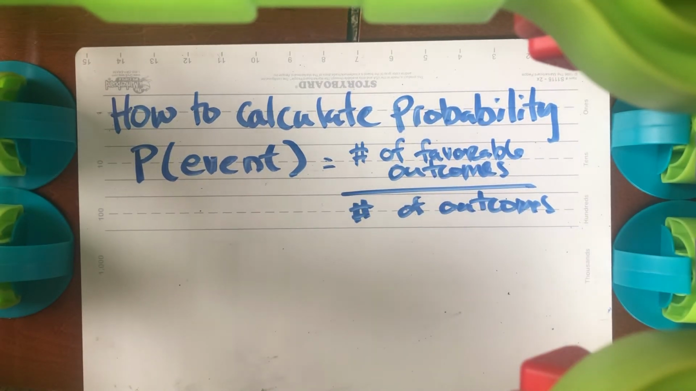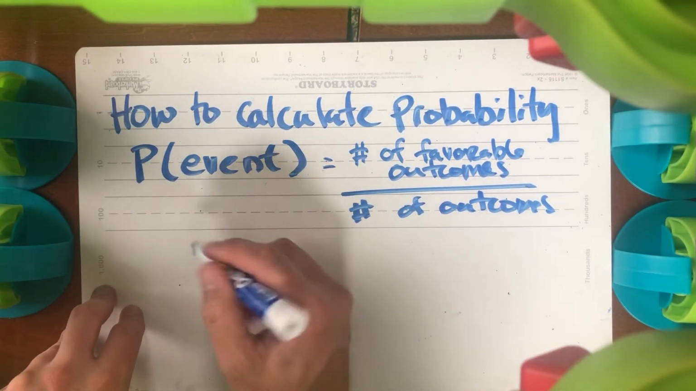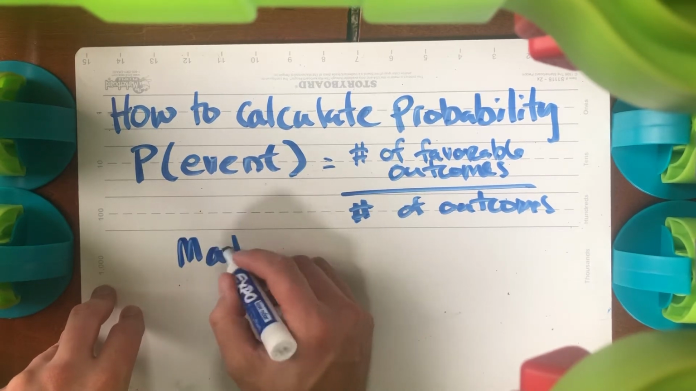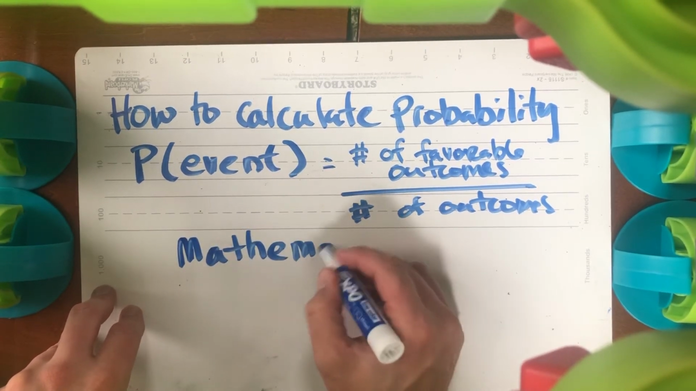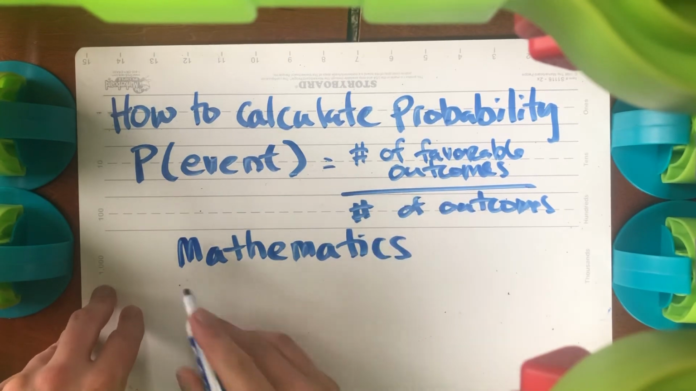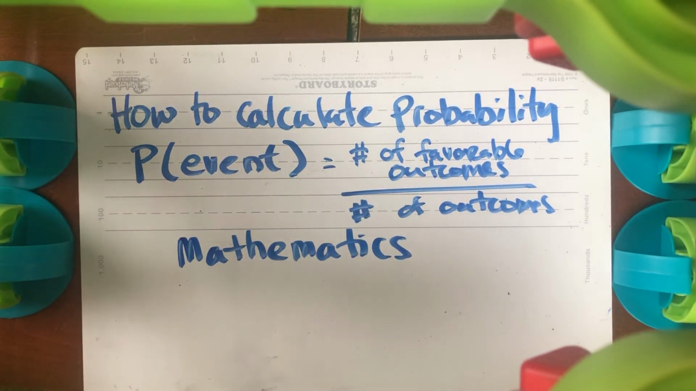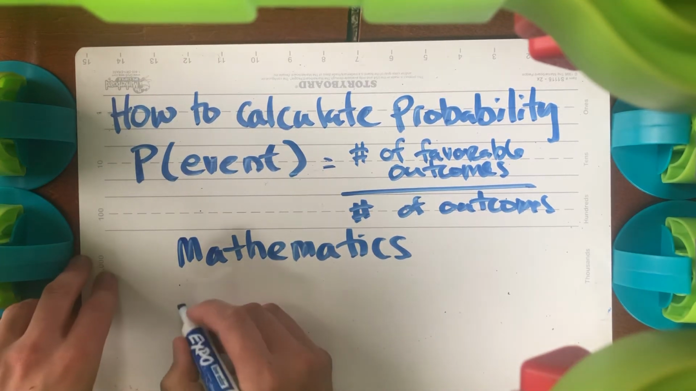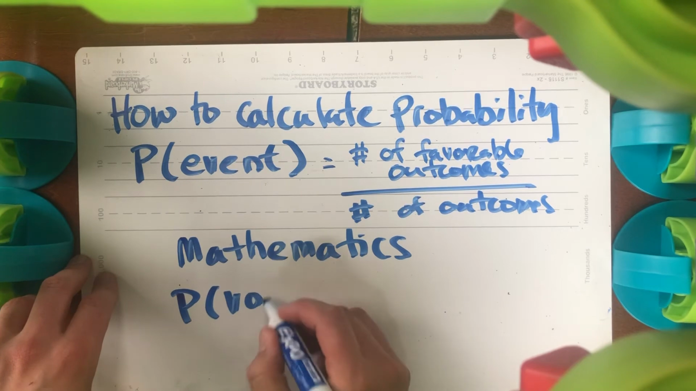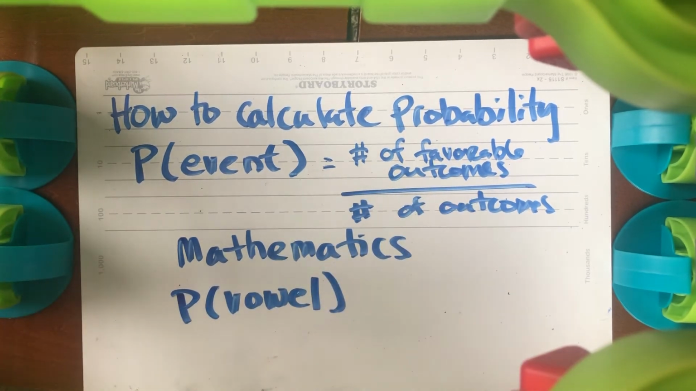Let's make this pretty easy. Let's say we take the word mathematics. And let's say each letter from mathematics is put on an index card and put into a bag and shaken up. And then you randomly pull out one card. What's the probability that that card is a vowel?